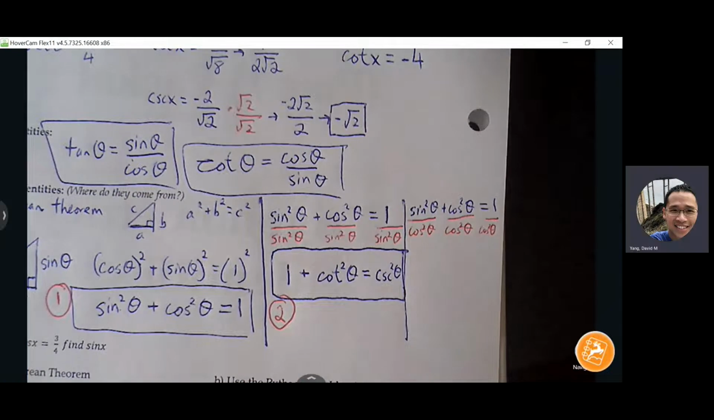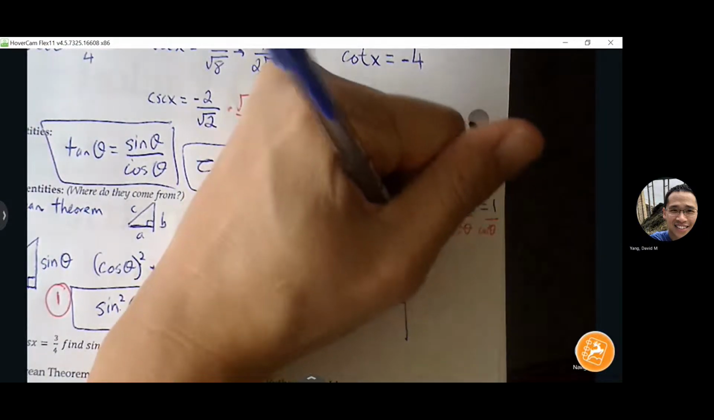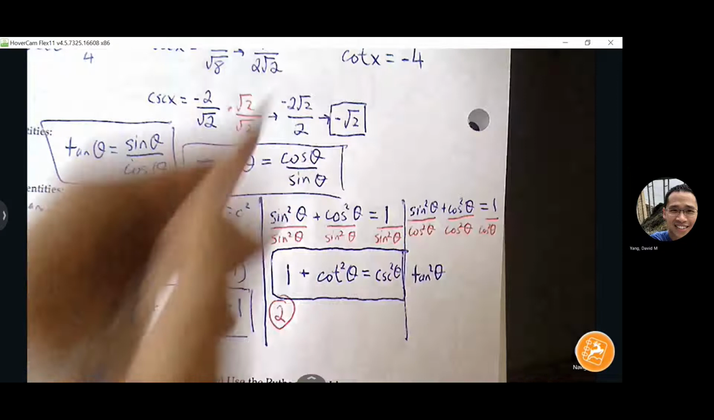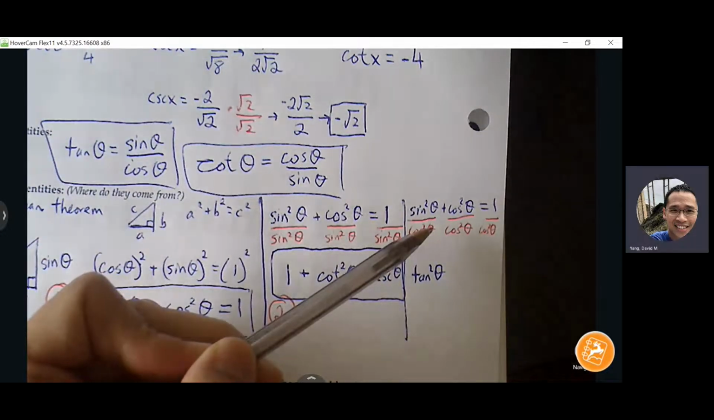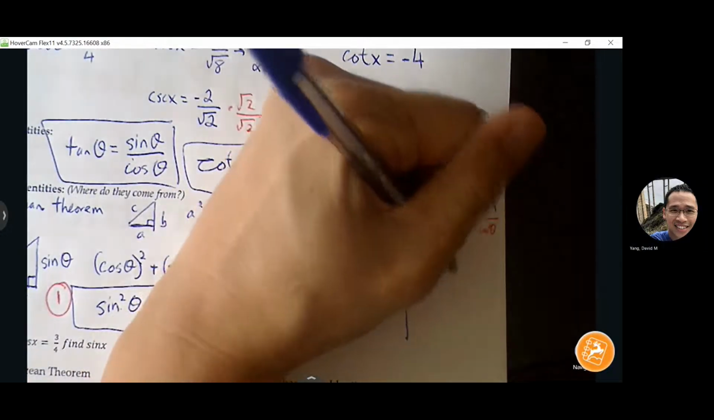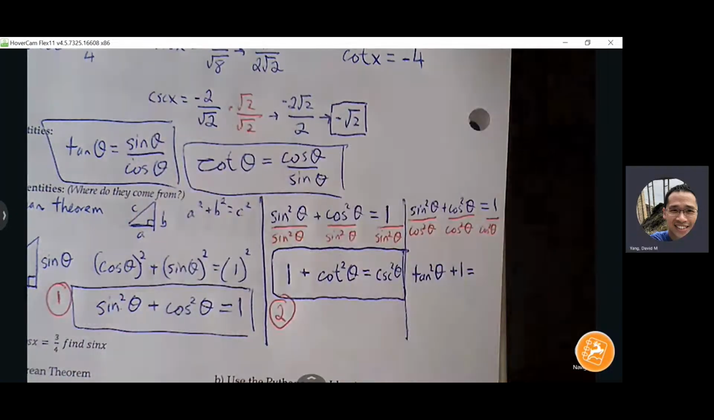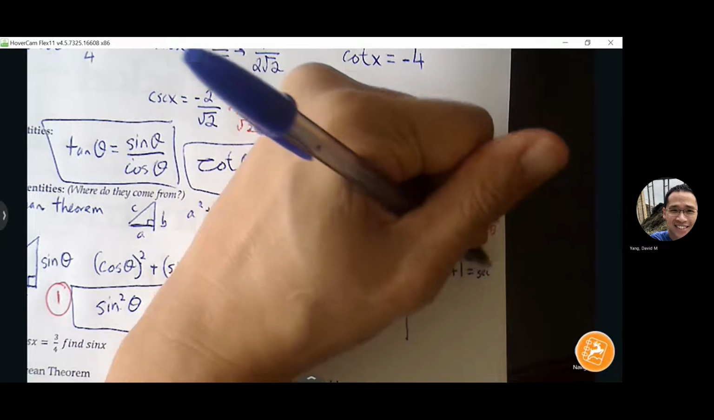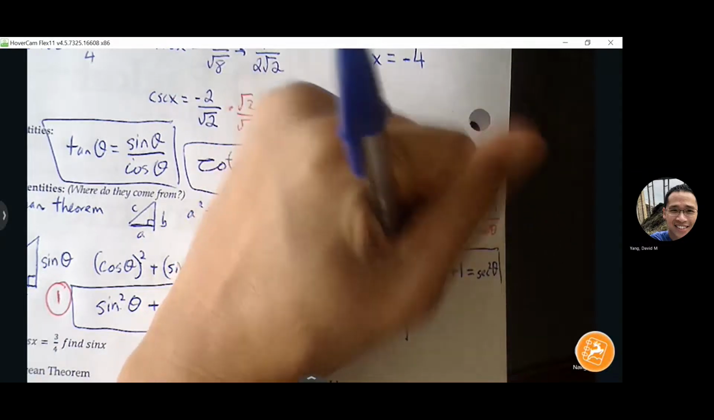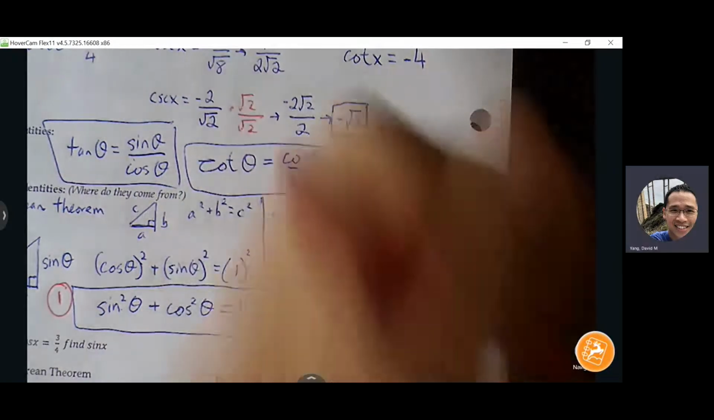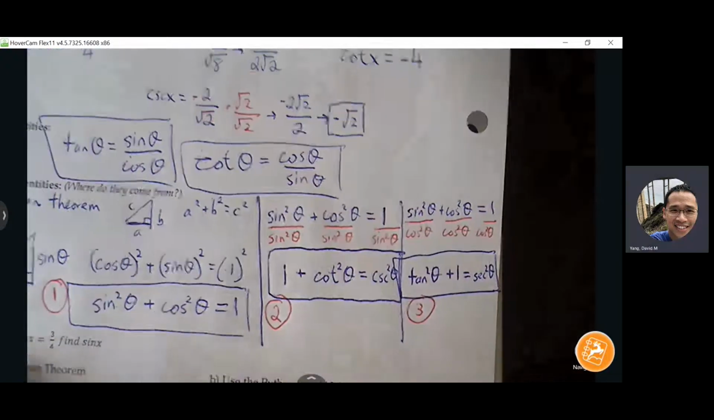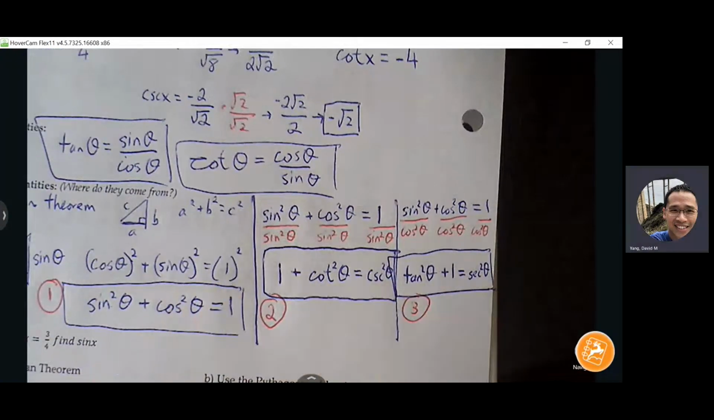Okay, so let's see if we can get that cleaned up. What's sine squared over cosine squared? Okay, what's cosine squared over cosine squared? And what's 1 over cosine squared? Secant squared. That's the third one here. I'll put a 3 next to it. So we have 3 trig identities that we're going to be practicing and using today.